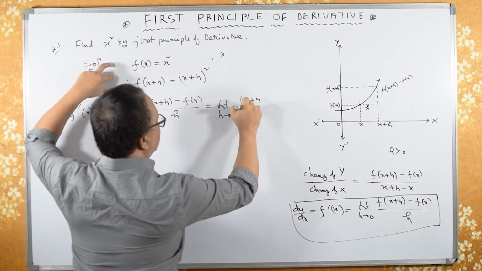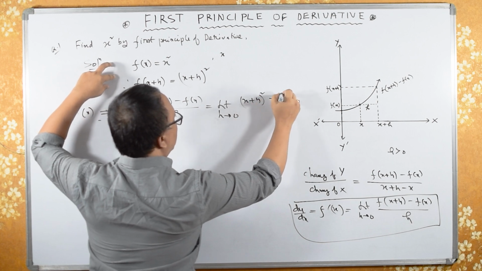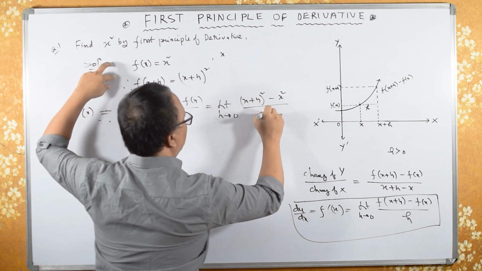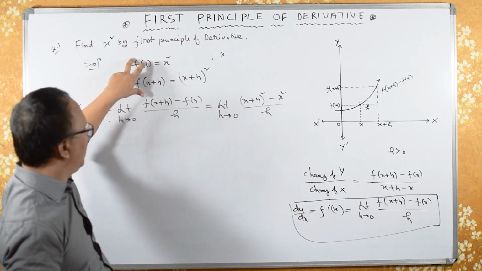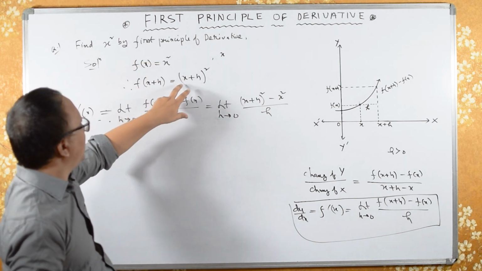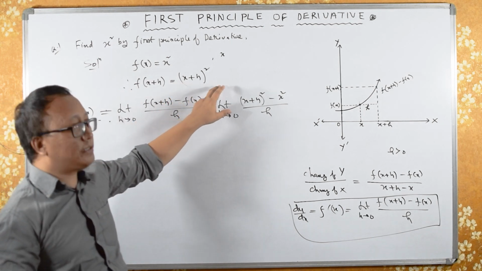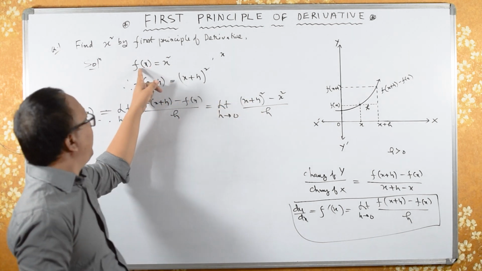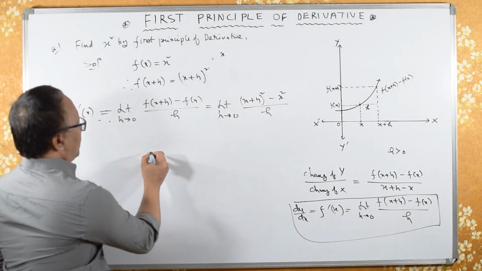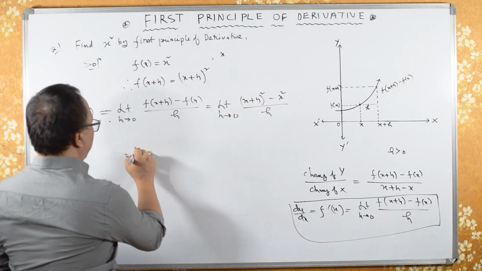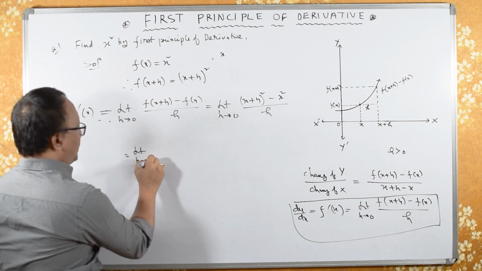x plus h the whole square minus x square upon h. Okay, what I am doing is just substituting this formula. What is f of x plus h? f of x plus h is x plus h the whole square, and f of x is x square. Here x square is equal to limit of h tends to 0.